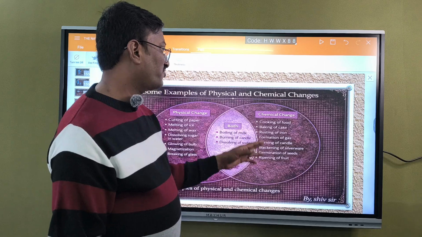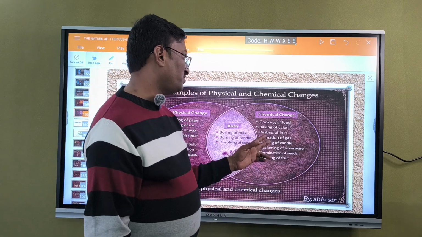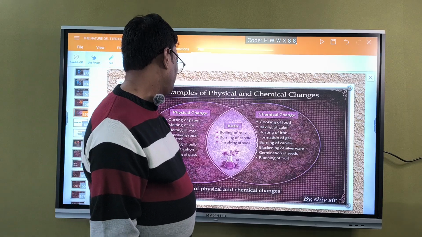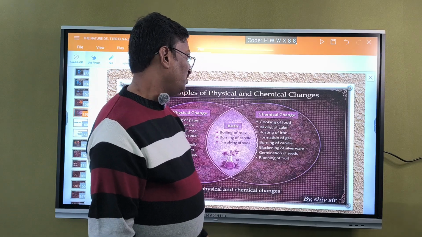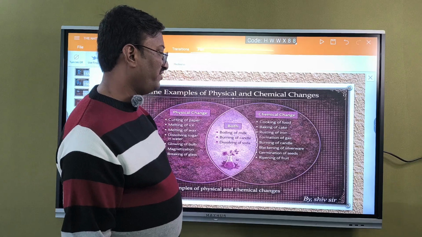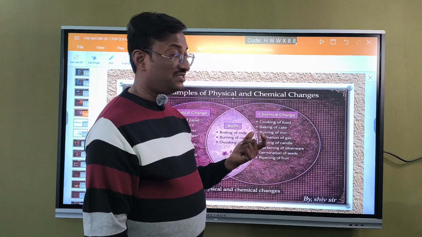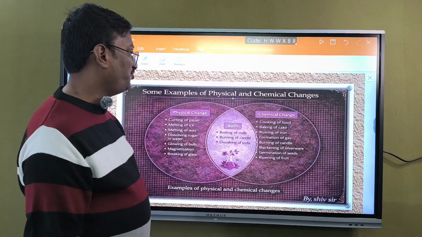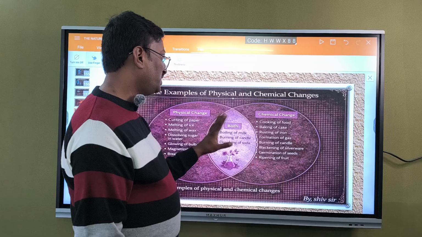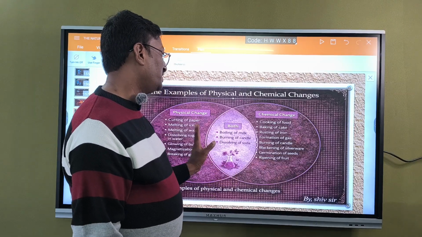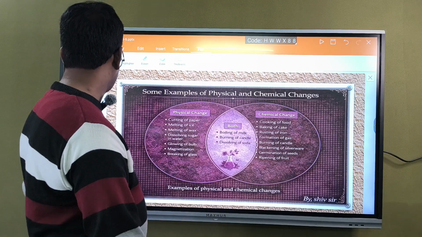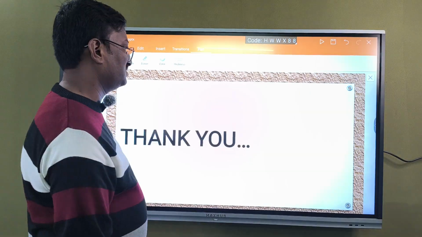Cooking of food, baking of cake, rusting of iron, formation of gas, burning of a candle, blackening of silverware, germination of seeds, ripening of fruit. These all come under chemical changes. A few things come under both: boiling of milk, burning of candle and dissolving soda. These are all the examples of physical and chemical changes.